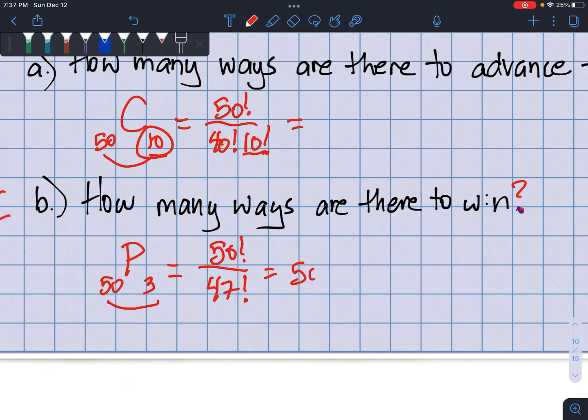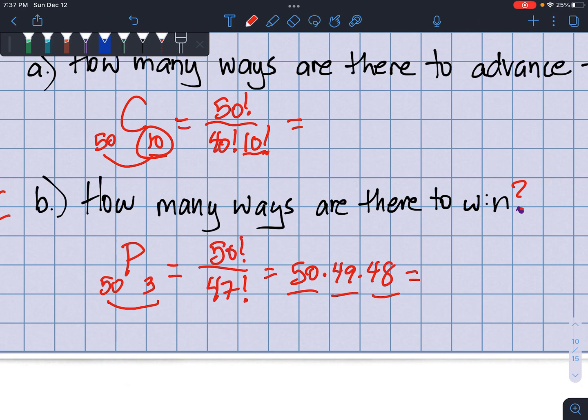So this one here, we know it's going to be 50 times 49 times 48. Remember, that was kind of like the fundamental counting principle, that we have 50 ways to choose first place, second place, and third place.